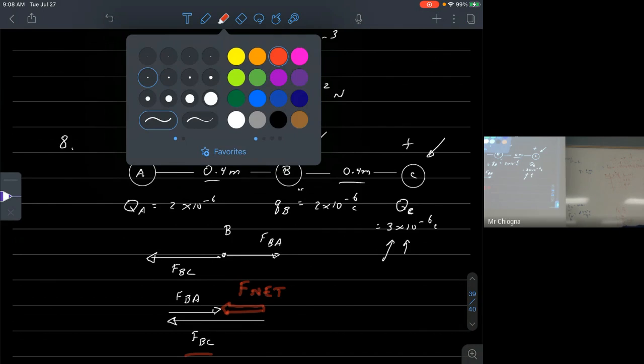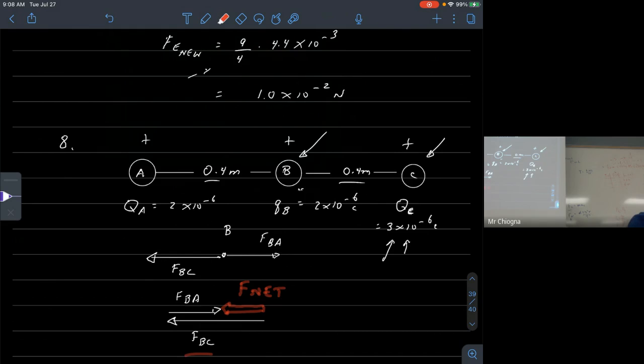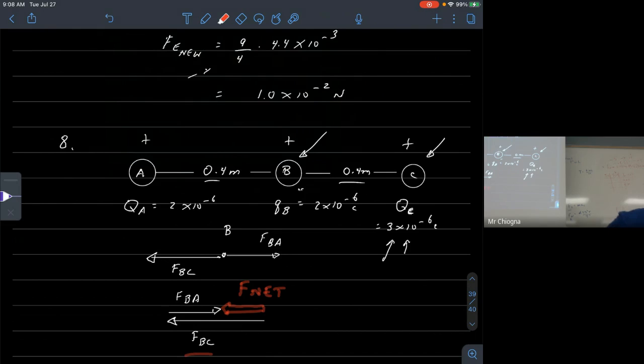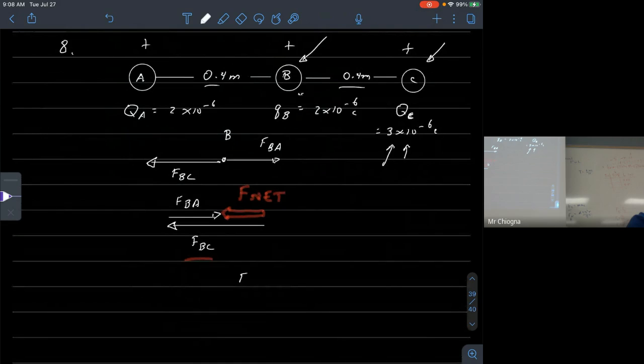Kind of fuzzy. Why is it fuzzy? Anyways, so the equation for the net force will be, I just put net. We know it's on B. It's FBC minus FBA, and yes, it's to the left. So we need to calculate each of these, FBC and FBA.